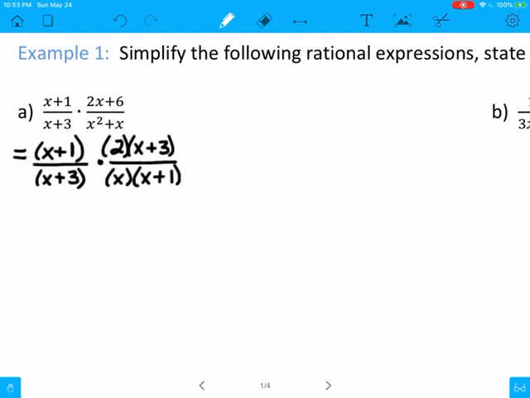Now I see that there's stuff I can cancel, but I'm not going to do that. First, I'm going to state my non-permissible values. I'll take short form. On the diploma, we would write out non-permissible values, but for me, I take NPVs. The catch with multiplication is now I have two denominators, so I have to state non-permissible values for every denominator, for this one, and that one.